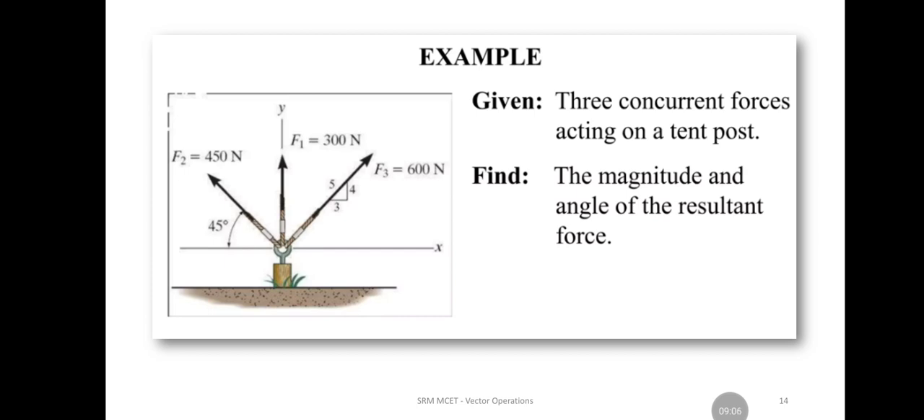So here I have three forces. F1 is 300, F2 is 450, F3 is 600, and the slope of each force is given as 45 degrees, and the gradient dy by dx is given, and Fy is also given. It is vertical, so it is 90 degrees. So our target is to find the magnitude and the angle of the resultant force.